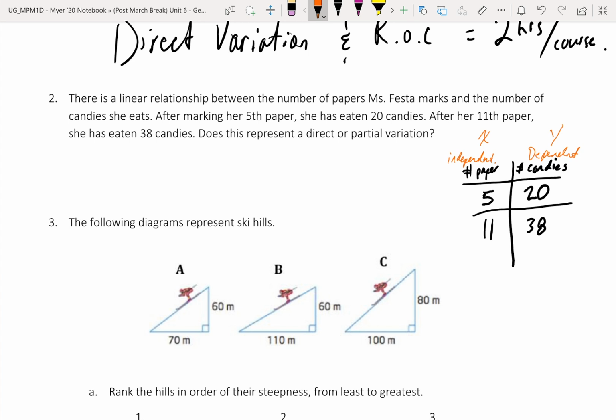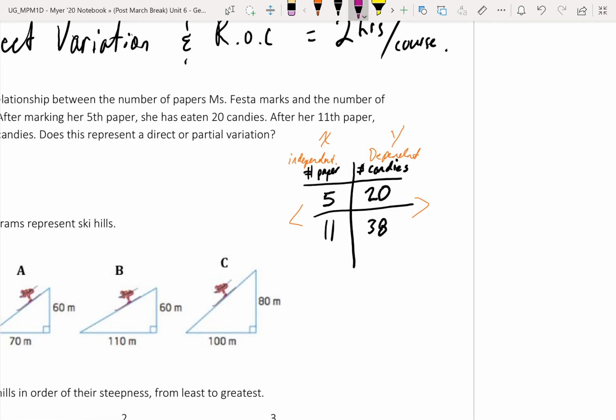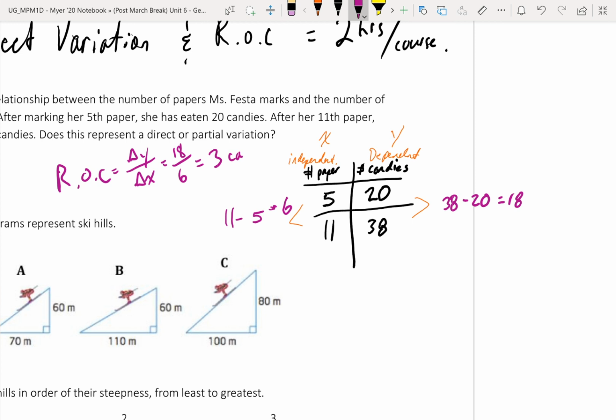All right, so if that's the case, I could do my first differences here. I would have 38 subtracted by 20, so 18. And here I have 11 subtracted by 5, which is equal to 6. So I could say that my rate of change is equal to the change in y over the change in x. So I have 18 divided by 6, which gives me 3 candies per paper.